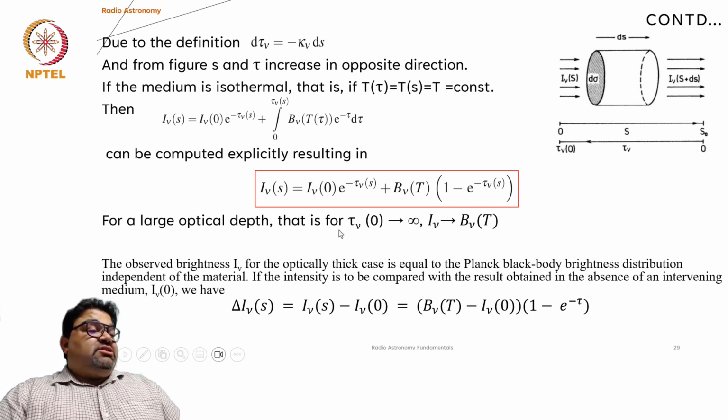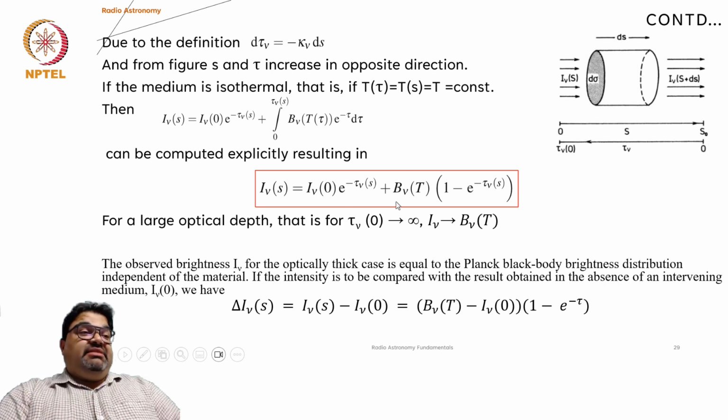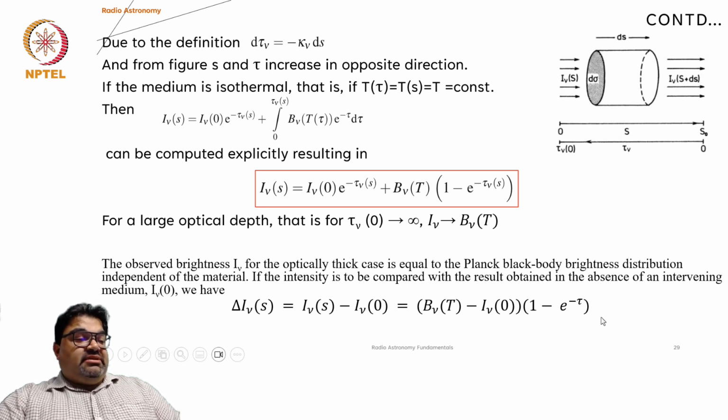Okay. So for large optical depth, that is for tau nu 0 going to infinity, the I nu is basically the B nu. So it is just the emission from the intervening medium. Nothing from the source actually travels to that point, because everything gets absorbed. The observed brightness I nu for the optically thick case is equal to the Planck blackbody brightness distribution independent of the material. If the intensity is to be compared with the result obtained in the absence of an intervening medium I nu, we have this expression.